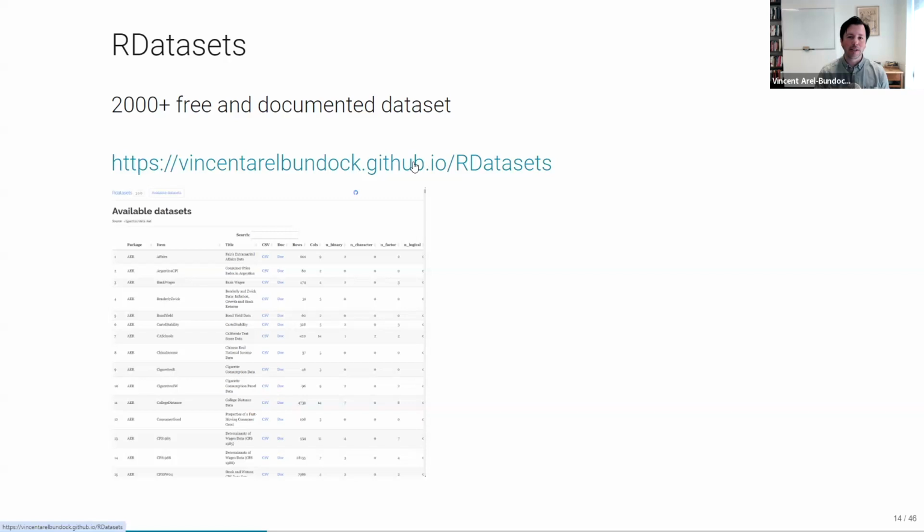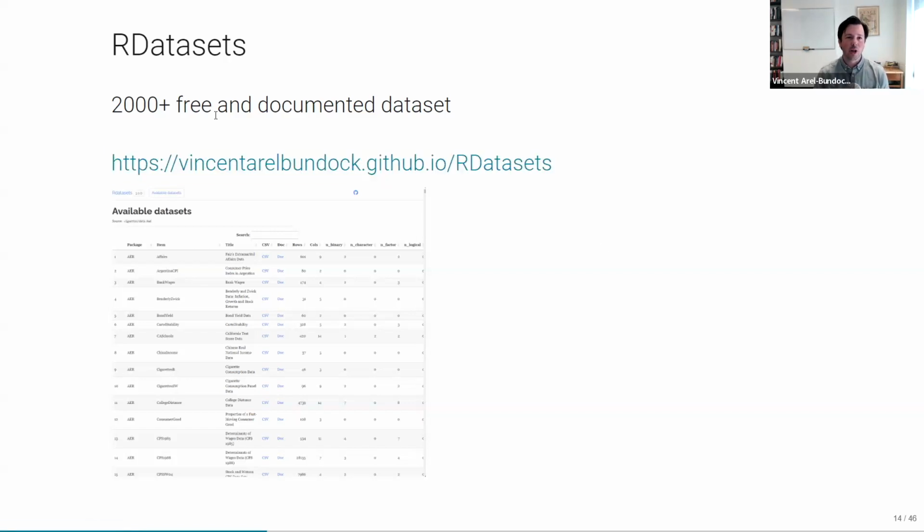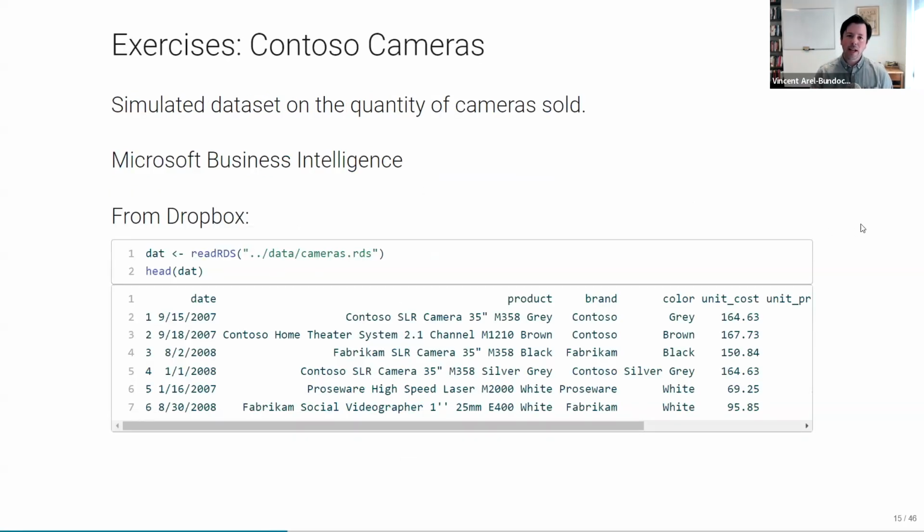So if you click on this thing, R data sets, I can put it in the chat room. If you click there, you'll see that there's a collection of 2,300, I think, free and documented data sets. So if you need to illustrate something to someone, teach, that's really good for teaching. If you need to try some software, there's a ton of data sets there that you can use. So the data that I'm going to use comes from R data sets.